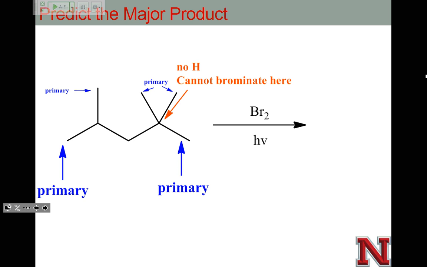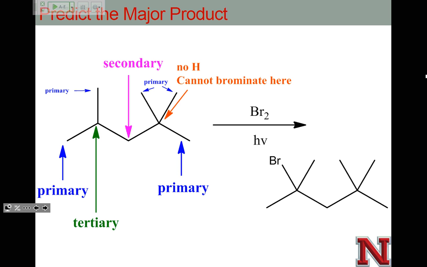Then we have some primary positions, a secondary position, and a tertiary position. So our product is going to be the bromination at the tertiary position. Notice we have the same amount of carbons. The difference is we had a hydrogen abstraction at that tertiary position, forming the most stable possible radical.